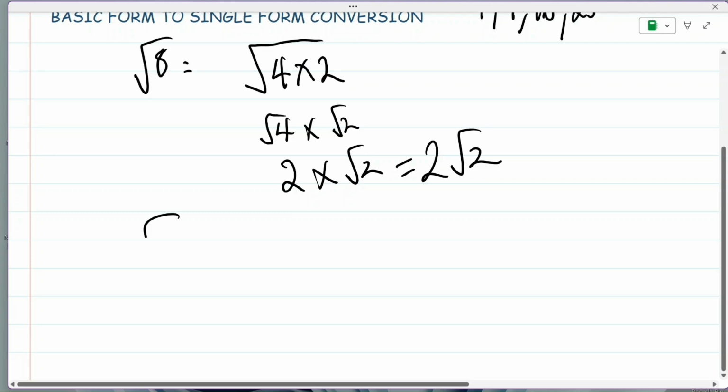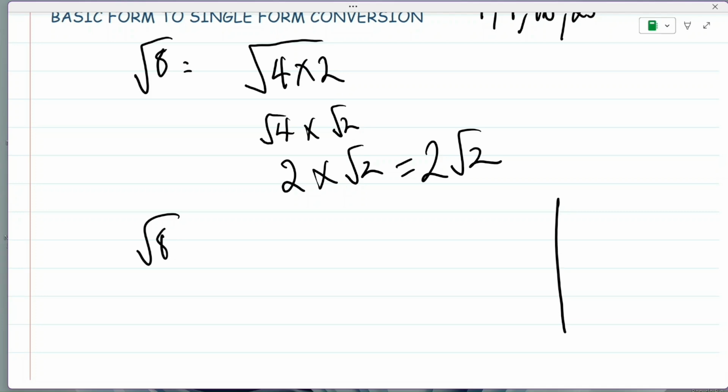Like the question says, root 8. We take out the 8 and break it down to the product of its prime factors. We have 8 here. You know what prime numbers are. Prime factors are gotten from prime numbers.